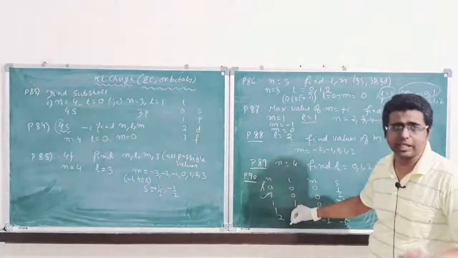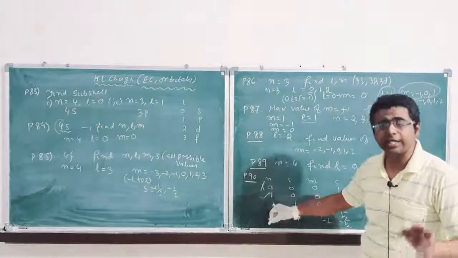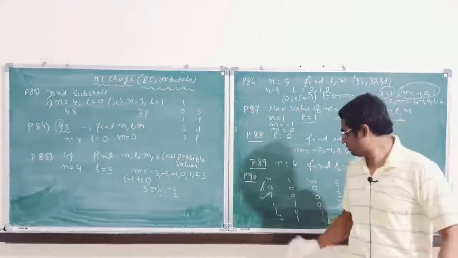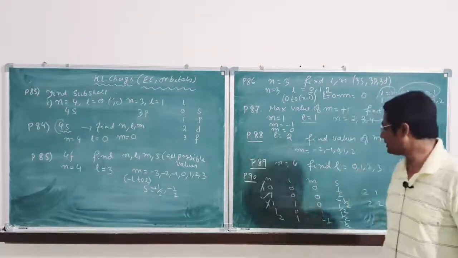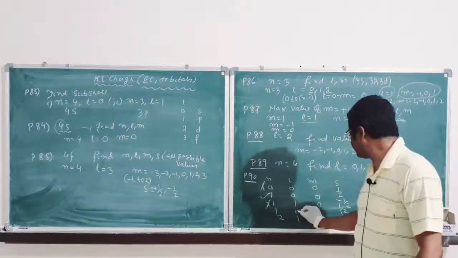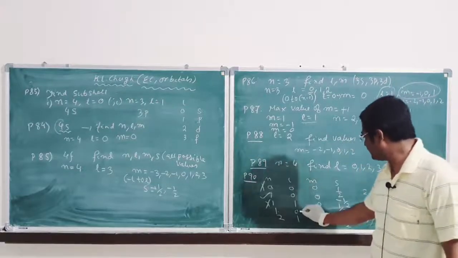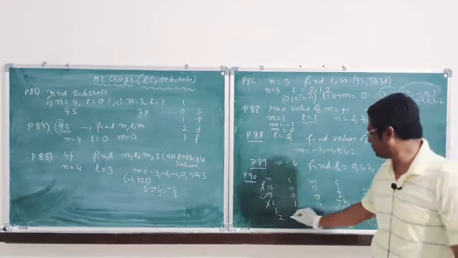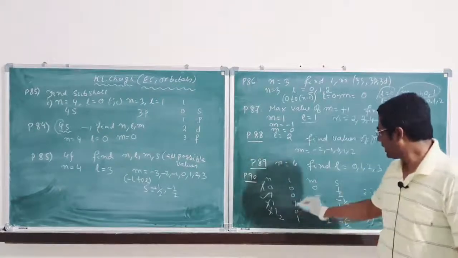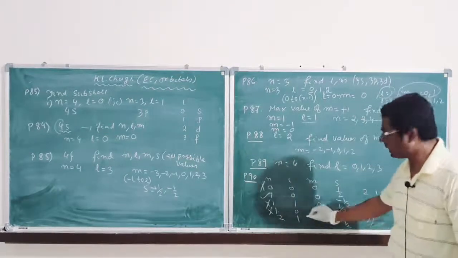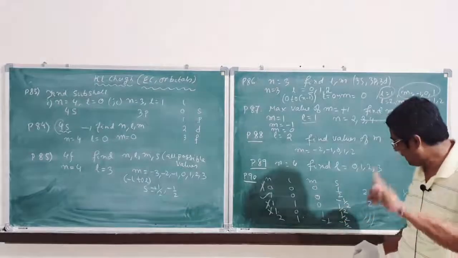Next one, n value 1, l value 1 cannot be. If n is equal to 1, l can be maximum 0, so this is wrong. Next, n is equal to 1, this is 0, if l is 0, m cannot be 1, so this is wrong again. Next n is equal to 2, l is equal to 1, possible, it is 1 less.